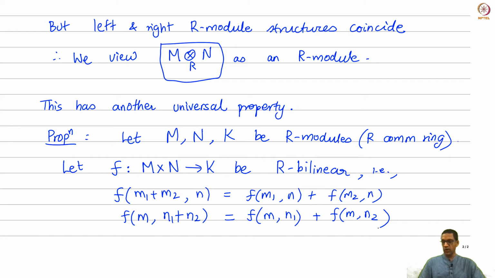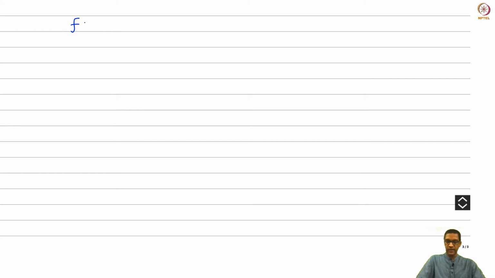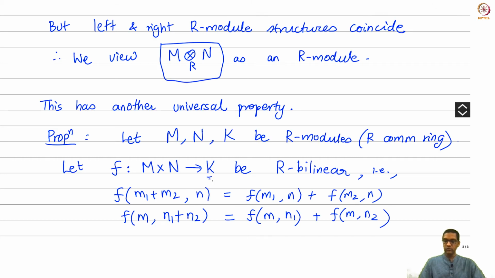Okay, this is true for all m in M and n in N, but in addition to these two, we also demand that if you put a scalar r, then you should be able to pull the r out. So observe on the right hand side, what do I mean by pulling the r out? The right hand side f of (m, n), recall, is an element of K here. Right? It's going to the module K, and K is an R module. So there I know what scalar multiplication means.